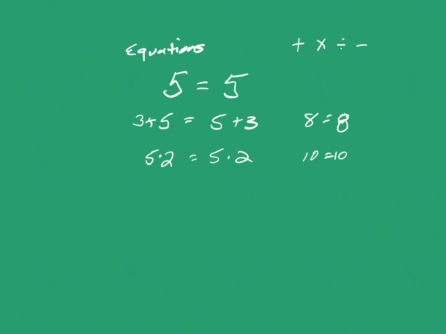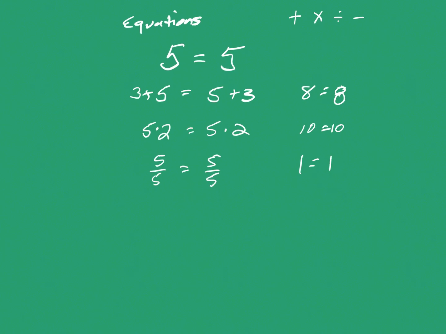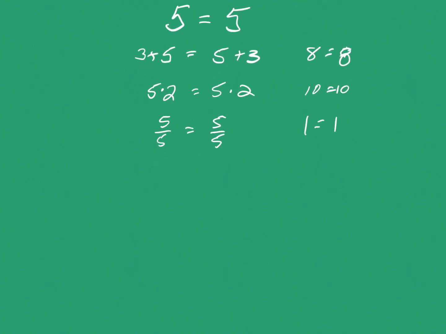Division is a little easier if you think of it this way. We can certainly start by saying 5 divided by 5 equals 5 divided by 5. So 1 equals 1. So that's true. But we could say this. 5 times 1 over 5 equals 5 times 1 over 5. And this is really 5 over 1 times 1 over 5, and that gives us 1 equals 1 again. So that's what we expect.